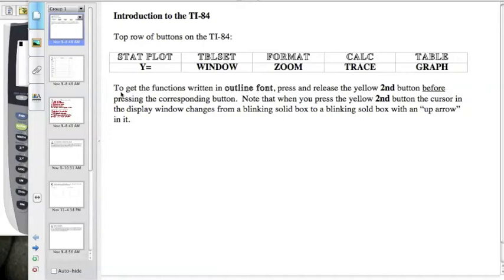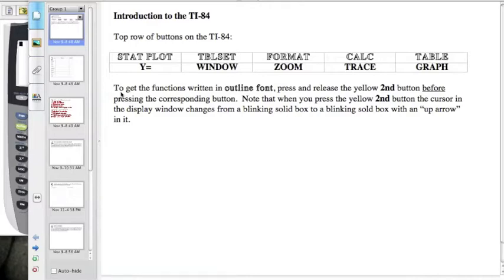Today we're going to go through the basics of the TI-84 graphing calculator. Please follow along and fill in the worksheet that I have provided for you, as well as practice the things on the calculator as we come to them. And I'll show you what I mean in a minute.